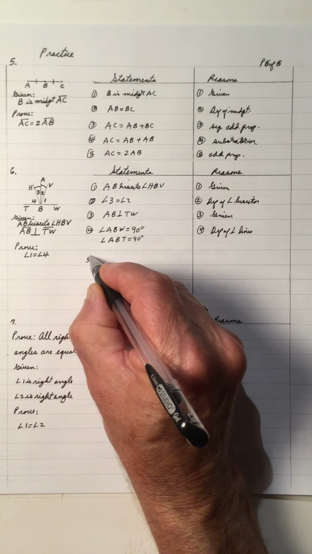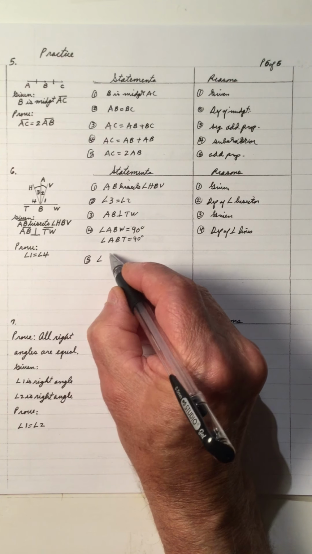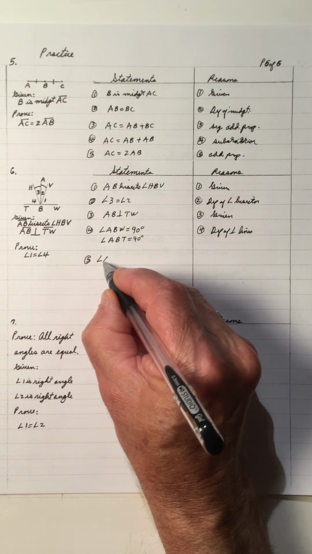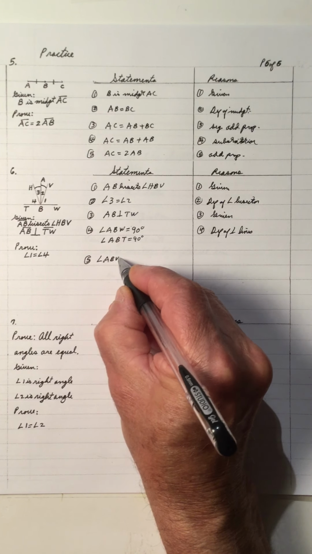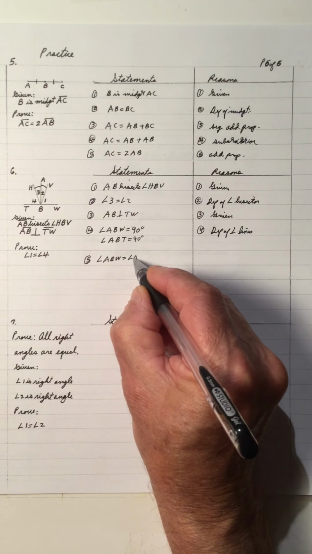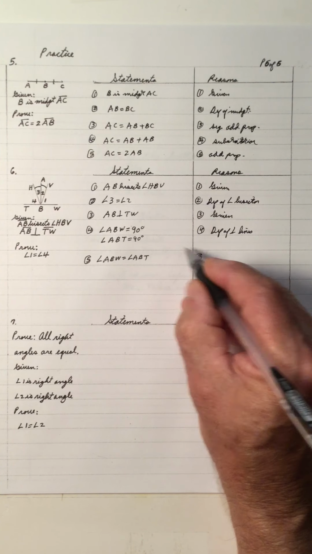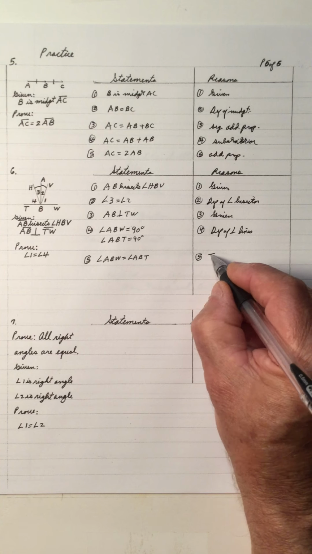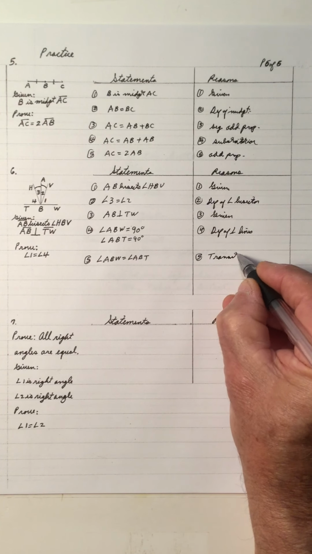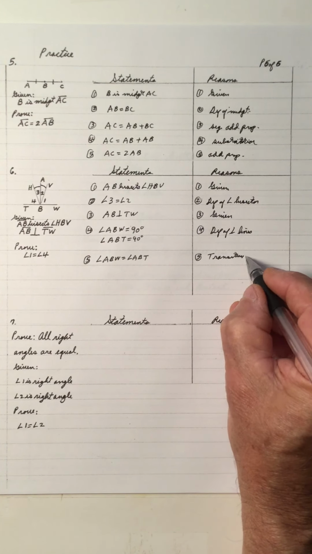That means that angle ABW is equal to angle ABT, and that's transitive property because they're both equal to 90 degrees. Transitive property.